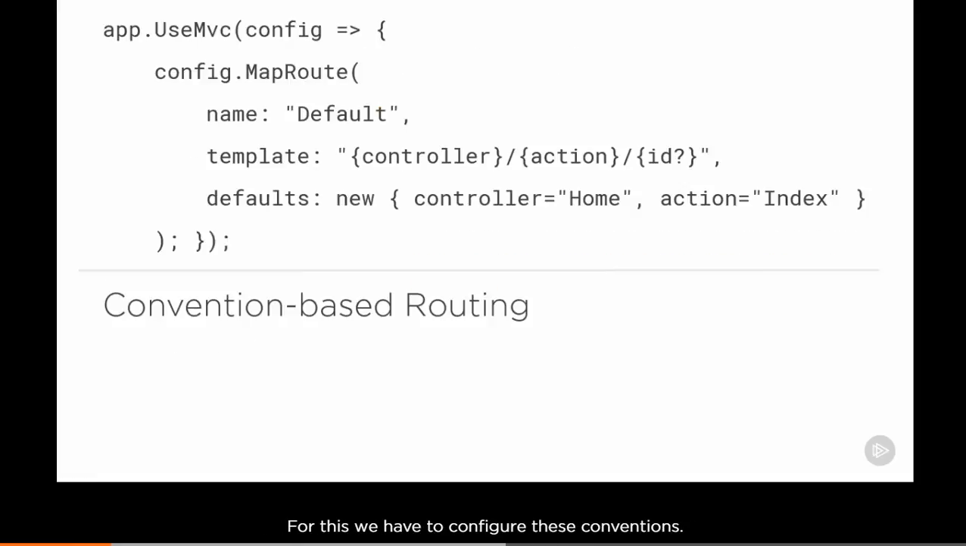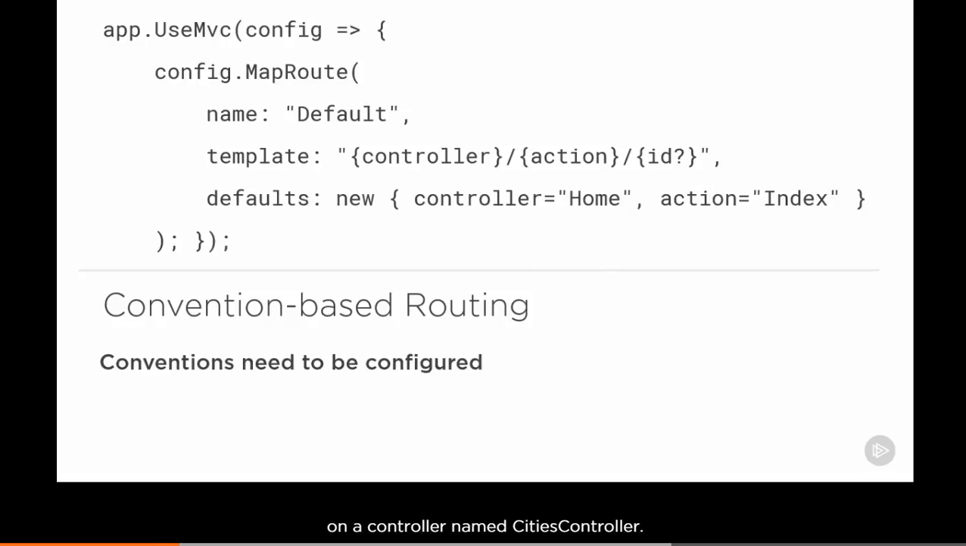Let's look at an example of convention-based routing. For this, we have to configure these conventions. We can do that by passing in these routing conventions to the useMVC extension method. An example can be seen on screen. This would map the URI cities/index to the index method on a controller named citiesController. But these types of convention-based mappings are typically used when you're using the MVC framework to build a web application with HTML returning views. For APIs, the ASP Net Core team recommends not using convention-based routing, but attribute-based routing instead.